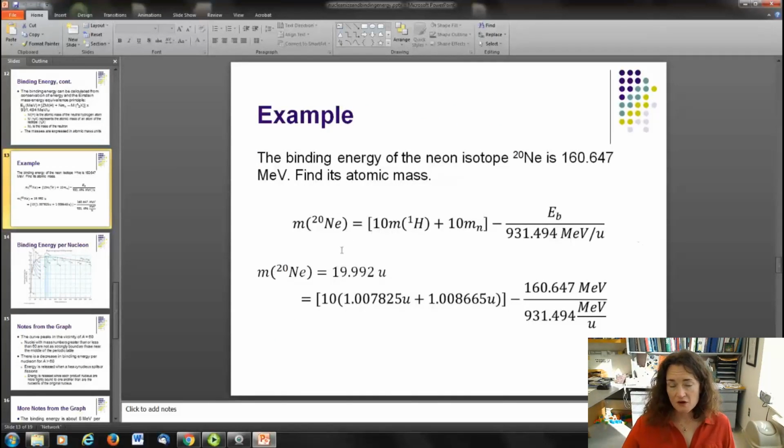Now I plugged in for the number of protons and the number of neutrons. There's 10 protons in neon, and so you have 10 times the mass of hydrogen, and then there's 10 neutrons in 20 neon, so that's 10 times the mass of a neutron. And then I plugged in for the binding energy that was given in the next step, 160.647 MeV, and I plugged in for the mass of a hydrogen and the mass of a neutron in this equation, and I solved. And when you do that, you get 19.992 atomic mass units. So that should be the mass of 20 neon.